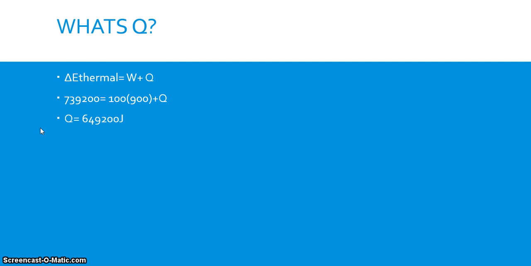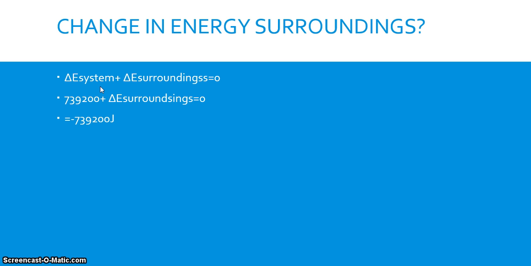So now you have to find Q, which is heat. The formula is final energy equals initial energy plus work plus heat. The only energy is thermal energy, so we can just say thermal energy equals work plus Q. The thermal energy is from the part before. In addition, it happened for 15 minutes. So 15 minutes changed into seconds is 900. And therefore, you just subtract this from this side, and you get 649,200 joules.